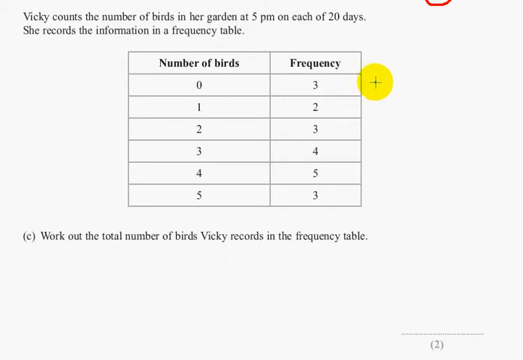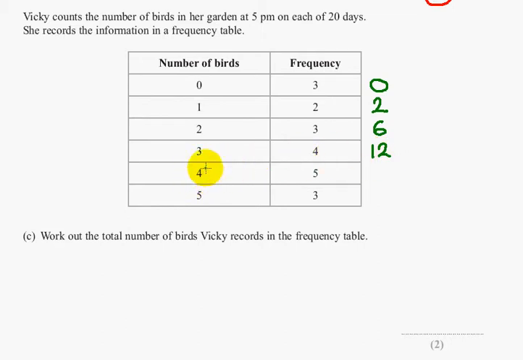0 times 3 is 0. She saw 1 bird 2 times. So that's 1 times 2, which is 2 birds in total. She saw 2 birds 3 different days, 3 times. So 2 times 3, she saw 6 birds in total. 3 birds she saw 4 times on 4 different days. So 3 times 4 is 12 birds that she's seen.